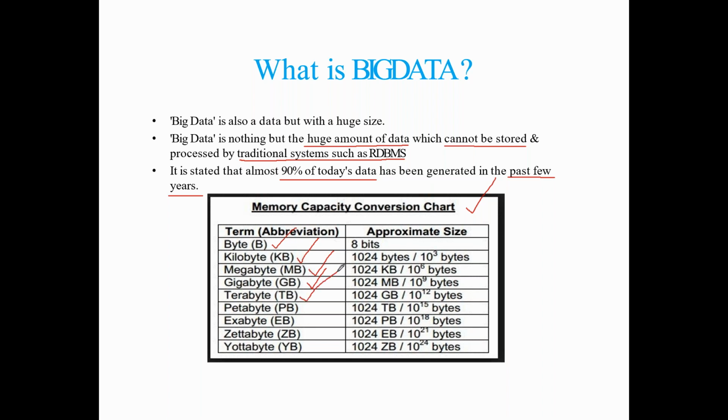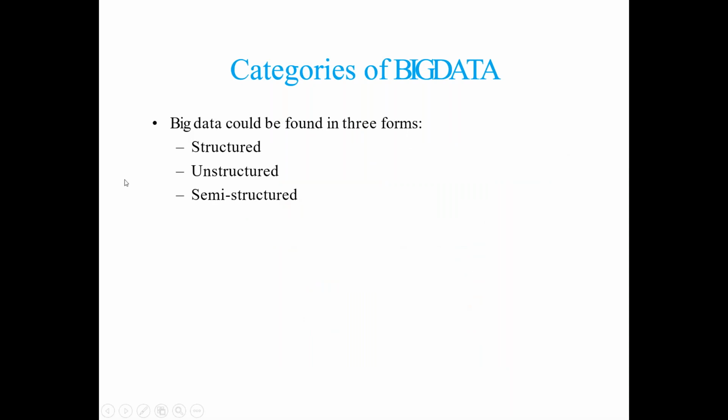Now the real question is, when can we say that we have got the big data problem? If the data generation is crossing the limits of terabytes, if it is happening in terms of petabytes or exabytes or zettabytes or yottabytes, that's where we typically call it a big data problem. I hope now we are clear with what a big data problem is. Having understood the definition of big data, let us try to understand the categories of big data.